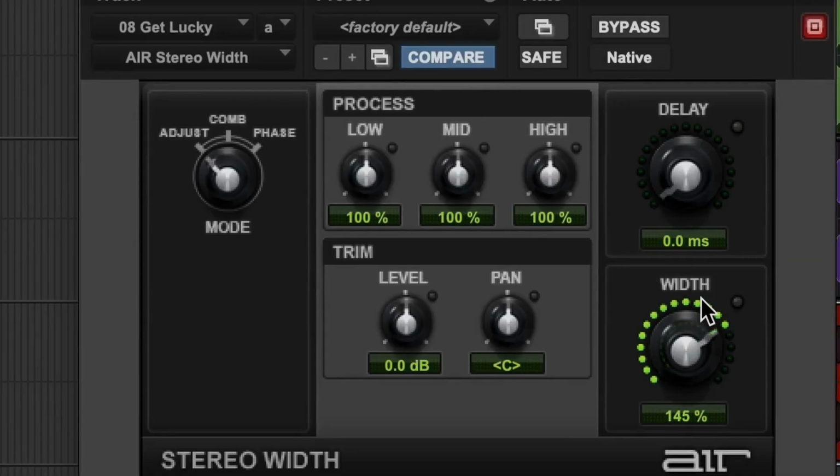Mid and side is often used to widen the stereo image by raising the side channel. However, if you've seen our video on mid and side, you should already know that this method introduces a constant acoustic phase inversion. Among the techniques for widening the stereo field, this is therefore the least mono-compatible.